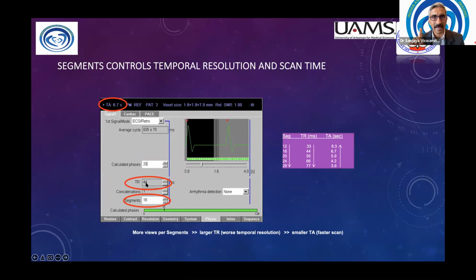TR here is not repetition time. Please remember that, because I'm taking multiple lines together. So TR here is not repetition time. It indicates temporal resolution. Now, this is 6.7 seconds.